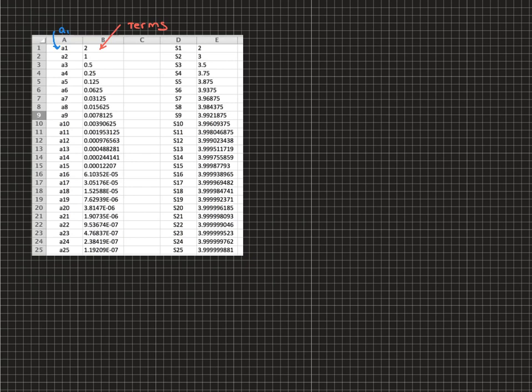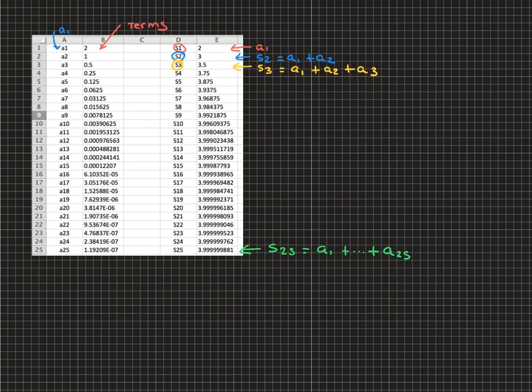Where it says S1 here, this is just equal to A1. But where we have S2 underneath, this is equal to A1 plus A2. And below that, where we have S3, this is equal to A1 plus A2 plus A3. So, for instance, when we get down to the very end here, S25, this is equal to A1 plus all the terms up to and including the 25th term here.